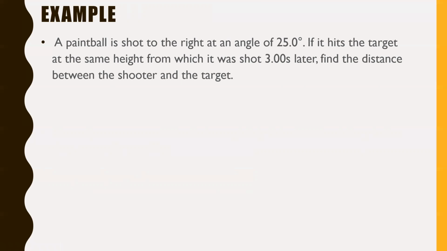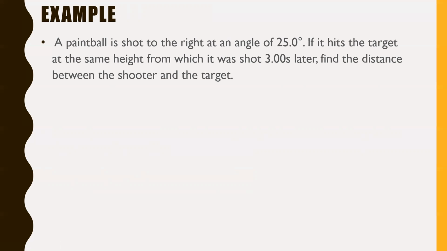Anyway, the example is a paintball. A paintball is shot to the right at an angle of 25.0 degrees. If it hits a target at the same height from which it was shot 3.00 seconds later, find the distance between the shooter and the target. Try this one. You'll want to draw a picture, believe me, as well as make a data bank. I'll go over it in just a second.